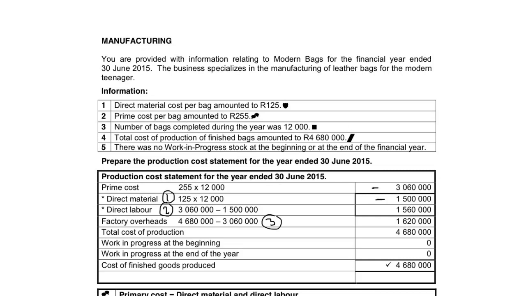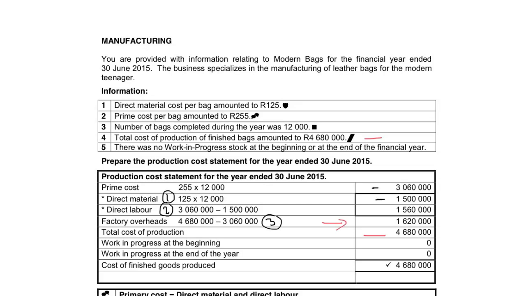Then the factory overheads was also not given, but the total cost of manufacturing is given as 4680. So if I put in the total manufacturing cost, it means I can take the 4680 minus the 3060, and that will give me the factory overheads.